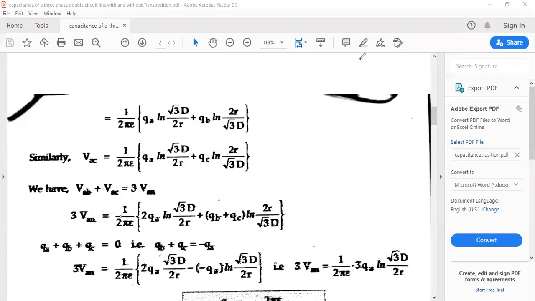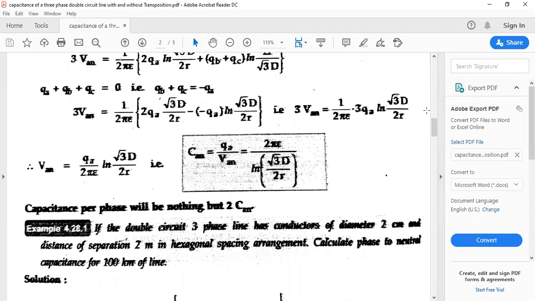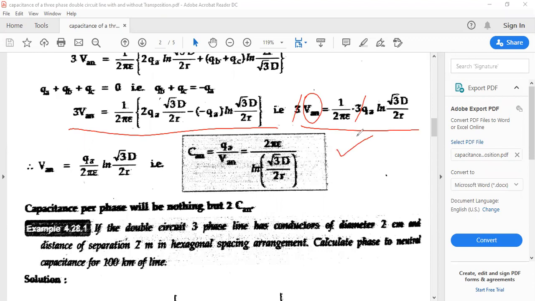Next, you can substitute for minus QA. So 3 times VAN equals 1 divided by 2 pi epsilon, 3 QA ln of root 3D divided by 2R. Next, you can substitute for VAN, so these 3 and 3 get cancelled. After substituting for VAN, you will get QA divided by 2 pi epsilon ln of root 3D divided by 2R. So CAN you can find out as QA divided by VAN.